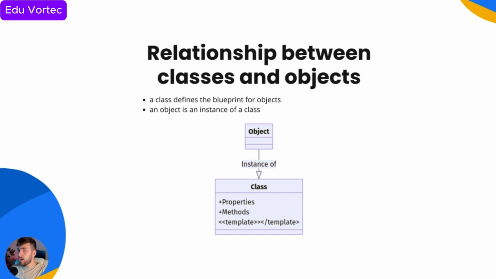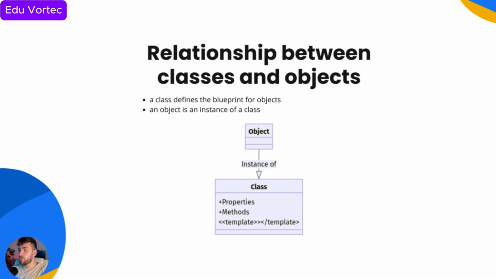When we create an object from a class, we are creating a real-world representation of the class. For example, if we have a class called person, we could create an object from the class that represents a specific person, like John Doe.